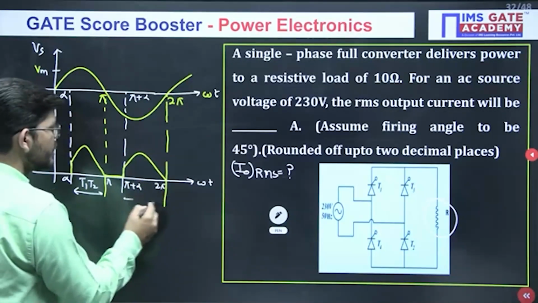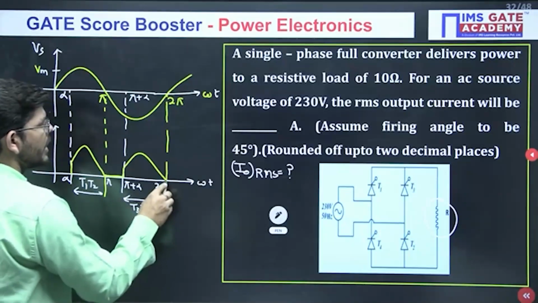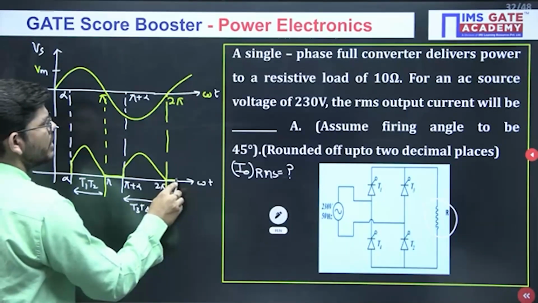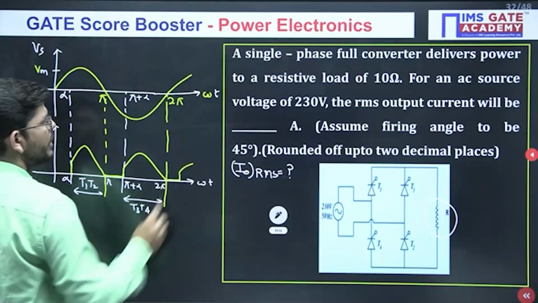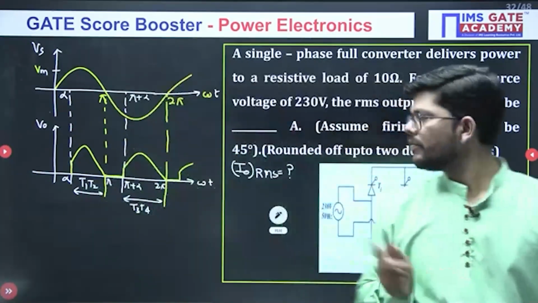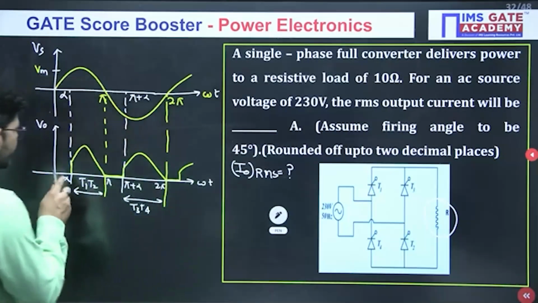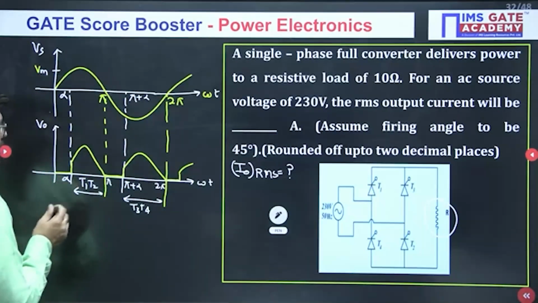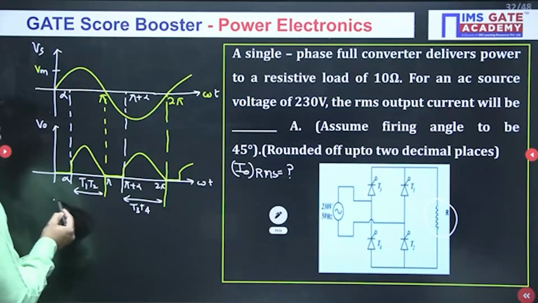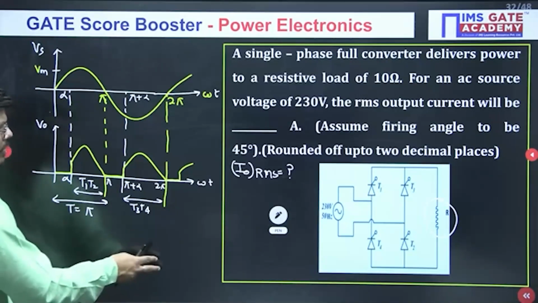Okay, so in this duration, we will be having T3, T4 conducting. And after that, again you will trigger T1 and T2 at 2 pi plus alpha. So see, this kind of waveform we will be getting. Now in this waveform, if you see, this pattern is getting repeated again and again, isn't it? So what will be the time period? It will be pi. Okay, the time period will be pi.